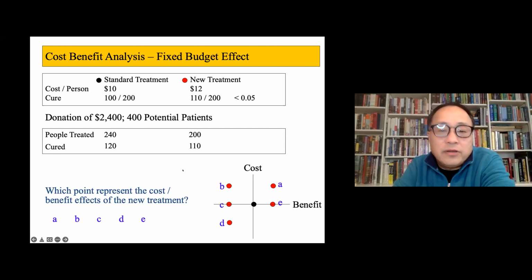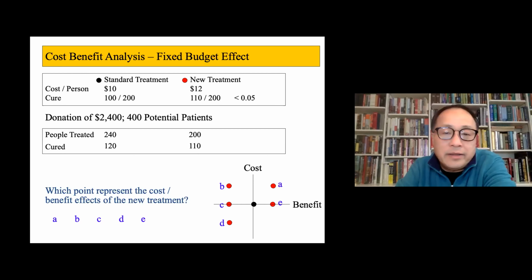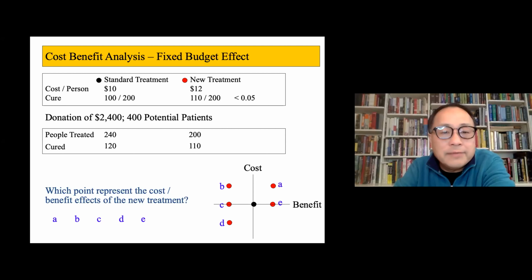So a lot of things fall into this category, and I mentioned some examples already, but it takes a lot of thought and a lot of input from local people, local experts, to make sense of this kind of decision. In this particular example, if you were to accept this, you would move from this black dot to dot C, which means you actually get less benefit.